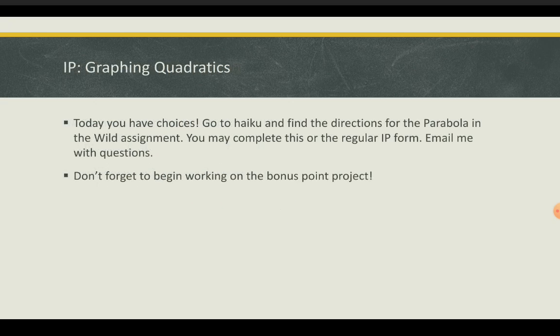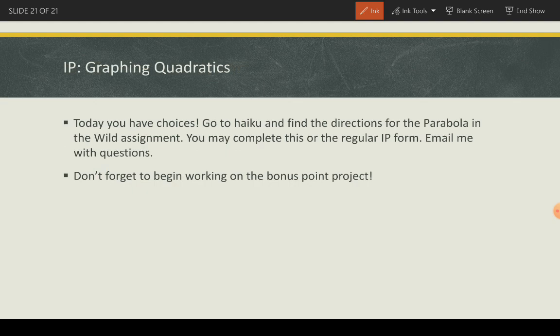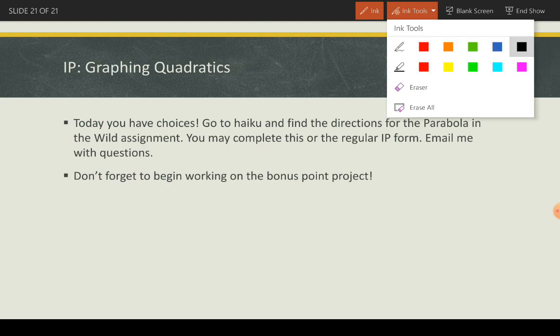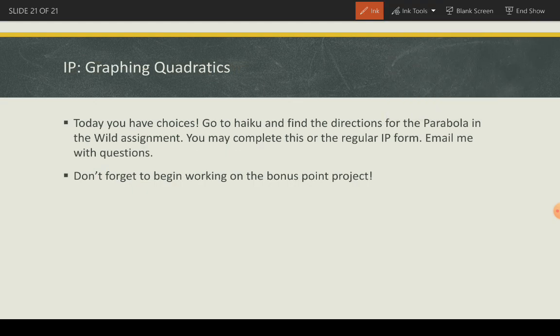Great work today. You have choices for the type of IP that you want to complete. So you can go to Haiku and find the directions for the parabola in the wild assignment. Okay, so you can do this assignment, and if you do the parabola in the wild assignment, you do not have to complete the rest of the IP form. But if you don't want to do the parabola in the wild assignment, then you can complete the regular IP form and email me with questions, okay?